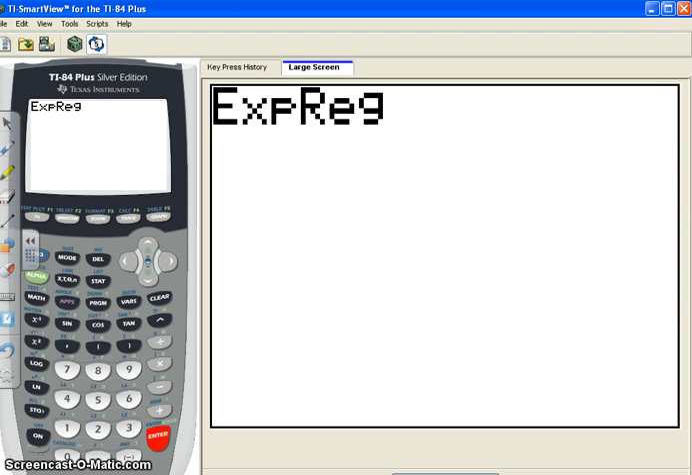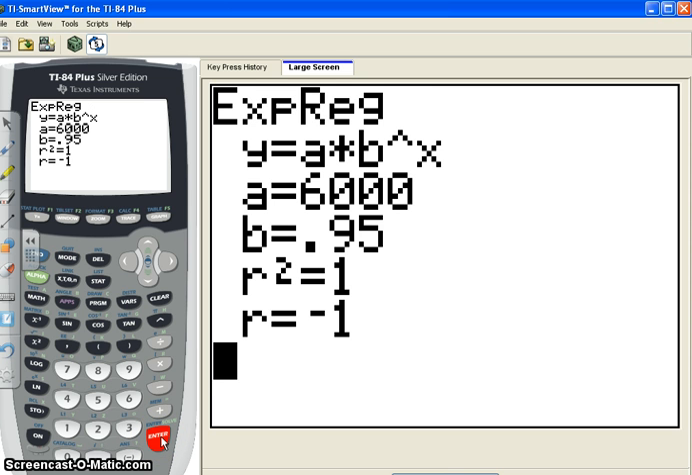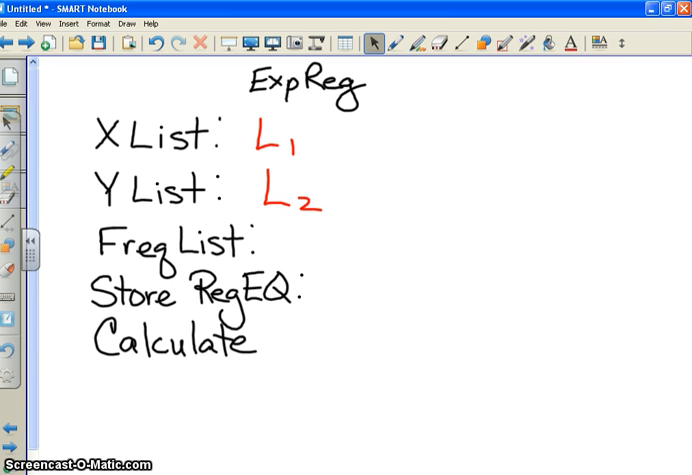Some of you, your screen will look like mine. So in this case, we're going to go and tell it what lists we want it to do the exponential regression on. So we need L1, so I'm going to go second, number 1. Comma, which is up above the 7, second 2 will give me L2. And then hit Enter. And abracadabra, right underneath, y equals a times b to the x, which is our standard form of an exponential equation. It tells me my a, my starting value, is 6,000, and it tells me my b, my rate, is 0.95.